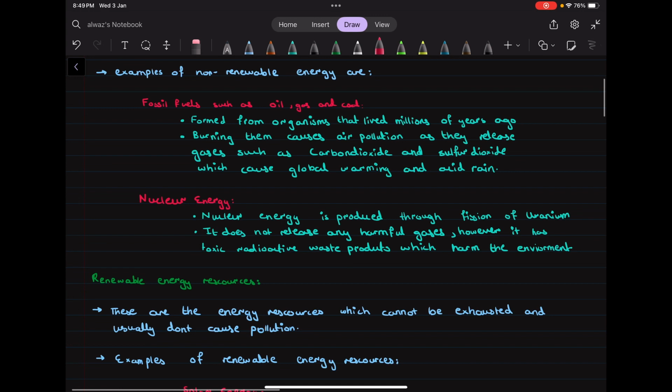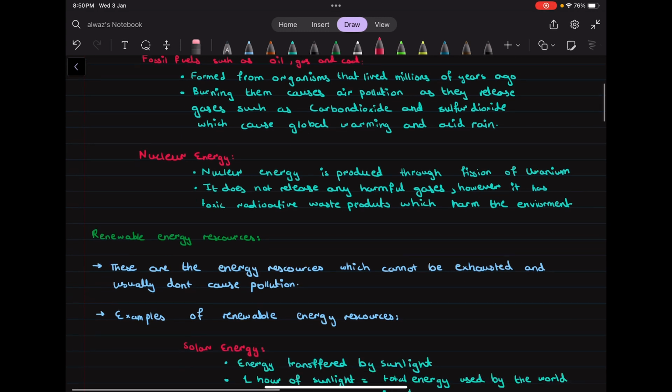We also have nuclear energy, which is the energy produced through the fission of uranium. We'll read about this more in the later chapters. It does not release any harmful gases. However, it is very toxic to the environment, as it is very radioactive, so it damages the living organisms around the power plant basically.